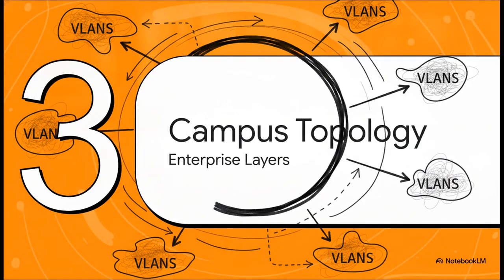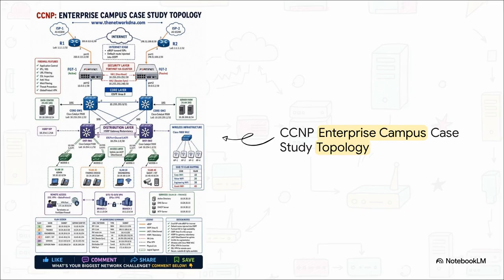Let's jump into Section 3, Enterprise Campus Topology Layers. All right, we've got our local network segments running perfectly. Now let's zoom out and look at the big picture. How do hundreds of these VLANs actually come together? In a massive campus hierarchy, you aren't just daisy-chaining switches together indefinitely, because honestly, that would be a total disaster. Instead, a robust topology solves traffic bottlenecks and single points of failure through a highly deliberate layered design.